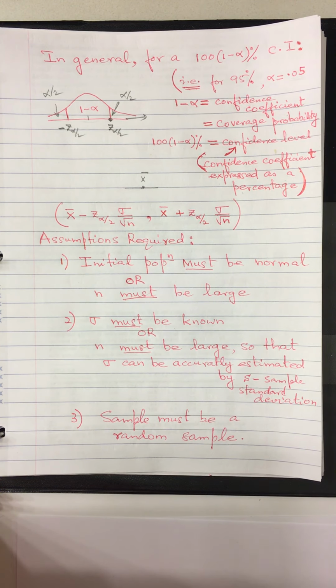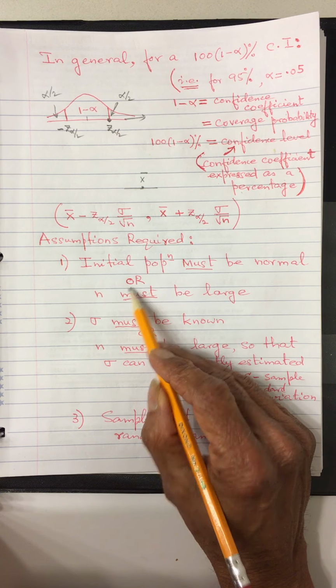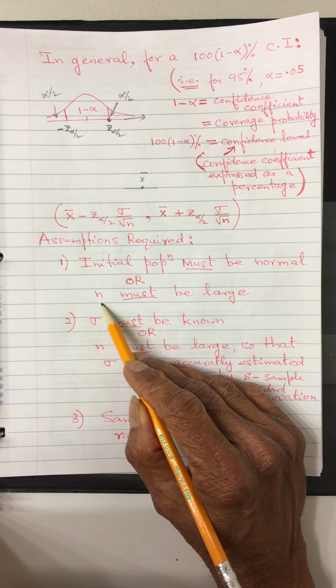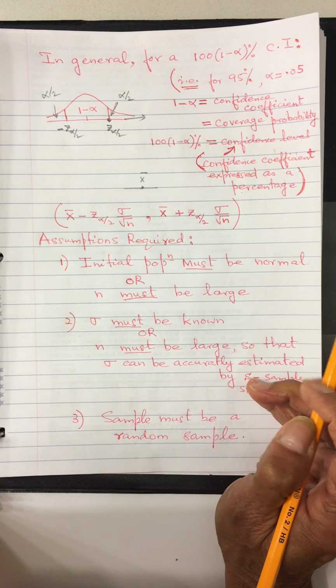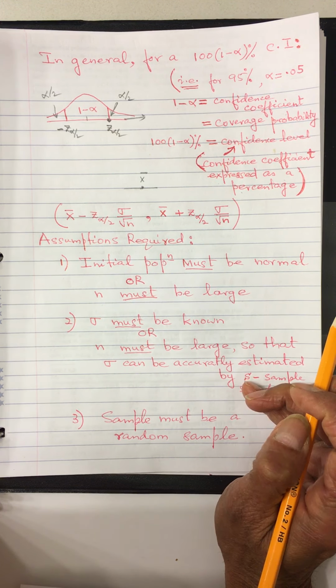The very first condition: initial population. When I say initial population, I am referring to the x values. Initial population must be normal or n, which is the sample size, must be large. That way, essentially, we are using the central limit theorem. From the central limit theorem, this is correct. Okay, so that is one assumption.